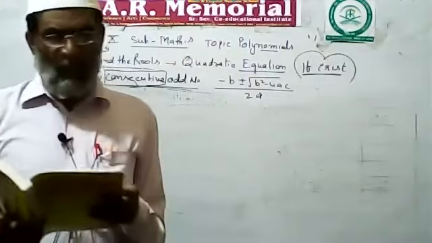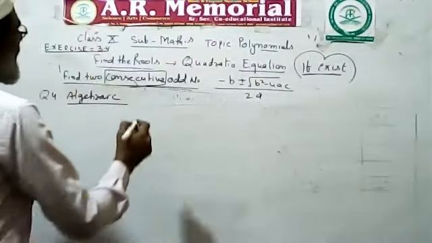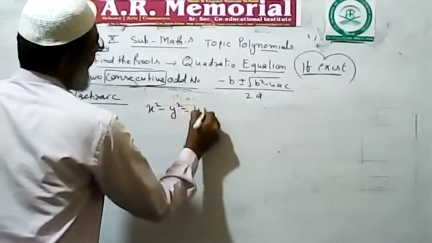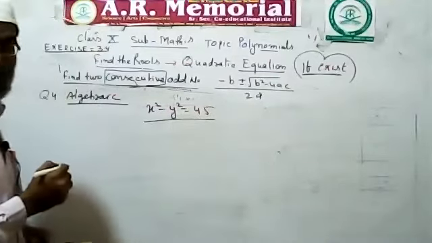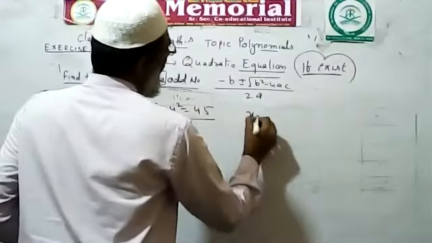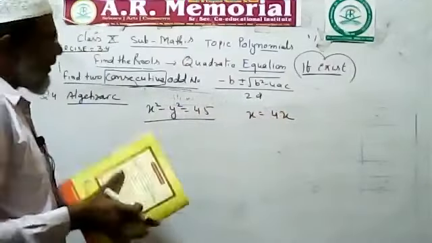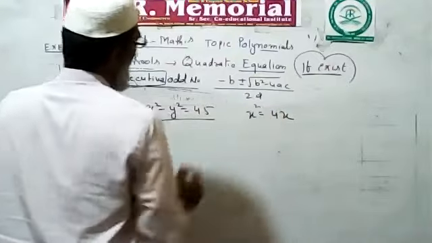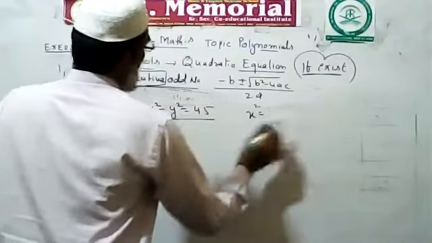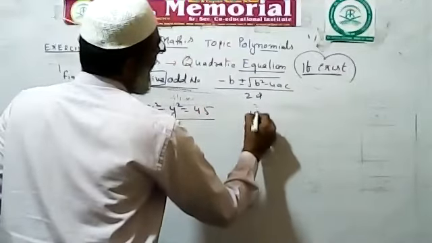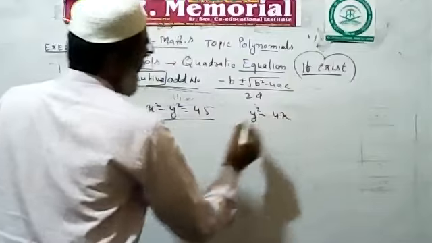The difference of squares of 2 numbers. One is x, the other is y. So the answer is 45. This is the first clue. Second clue: x square is equal to 4x, or y square. So we can write y square is equal to 4x. So you can write this.